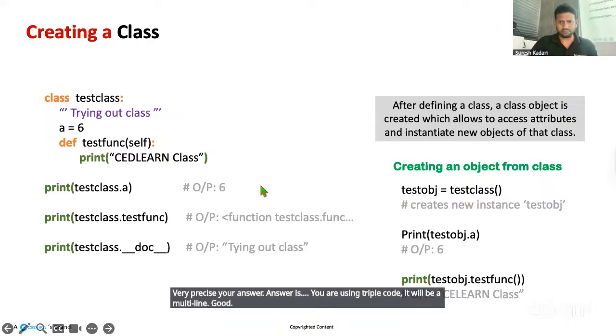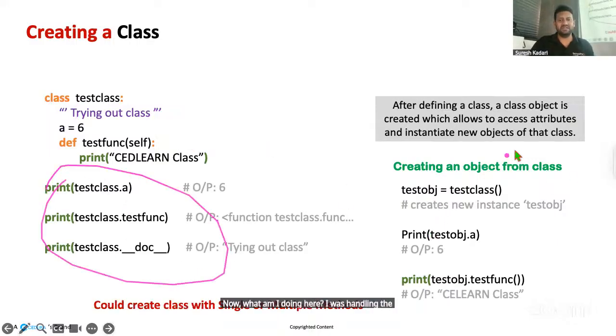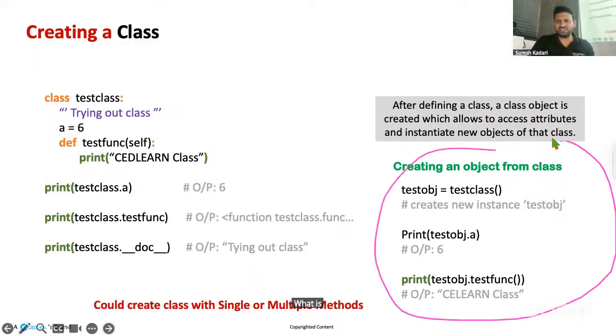Good. Now, what am I doing here? I was handling the class. Here I am going for the object. Now for the object, if I say dot a, as it inherited, it is there. And test object dot test function. That means I will run that. And the output will be Cedlearn class. What is wrong with this code?